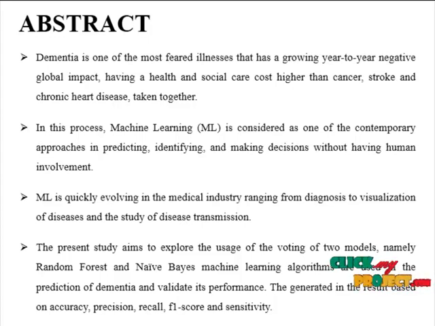In this process, machine learning is considered one of the contemporary approaches for predicting, identifying, and making decisions without human involvement. ML is quickly evolving in the medical industry, ranging from diagnosis to visualization of disease and the study of disease transmission. The present study aims to explore the voting of two models, namely random forest and Naïve Bayes machine learning algorithms, used in the prediction of dementia, and validate its performance. The results are generated in the form of accuracy, precision, recall, F1 score, and specificity.